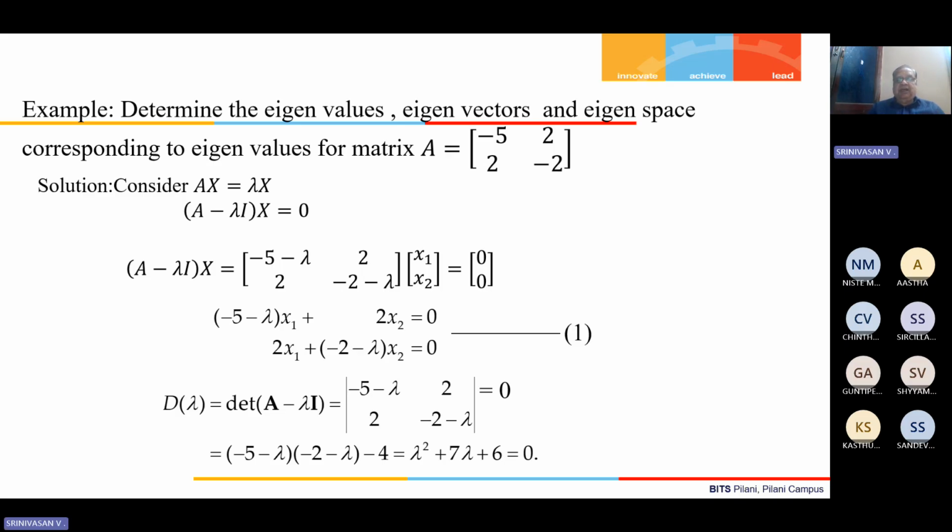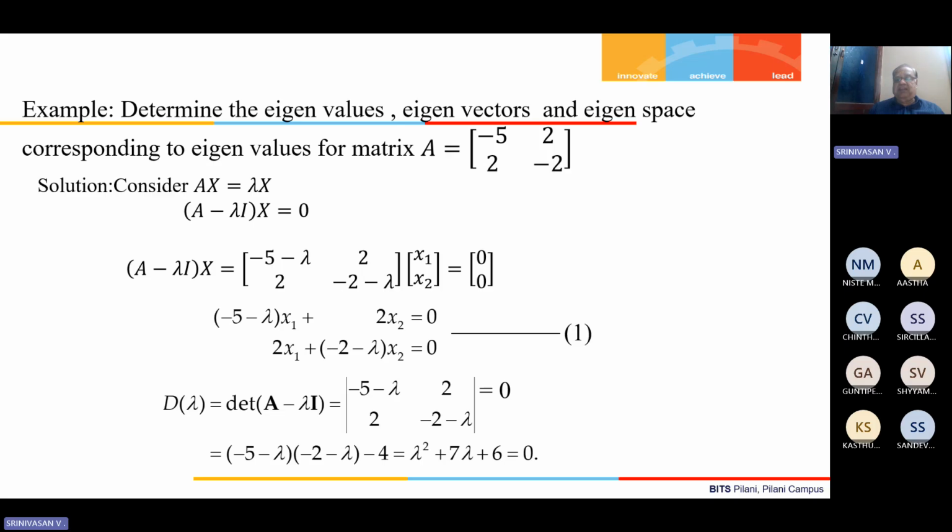So determinant, what do you mean by determinant A minus lambda I? You just go for your matrix A. From the principal diagonal elements, you subtract lambda, only from A11 minus lambda, A22 minus lambda. That is what we mean by A minus lambda I matrix, isn't it?